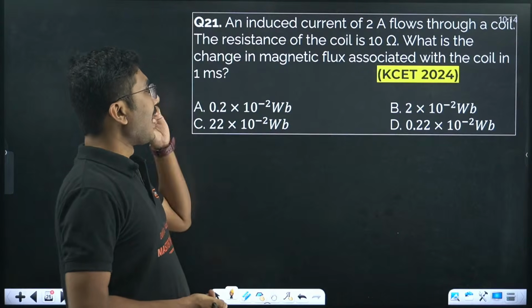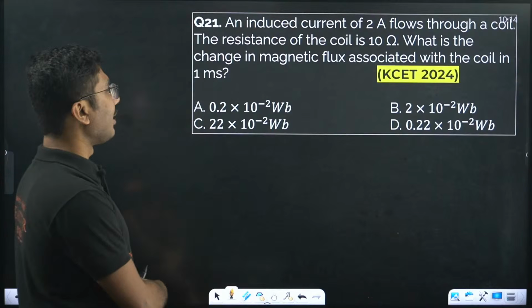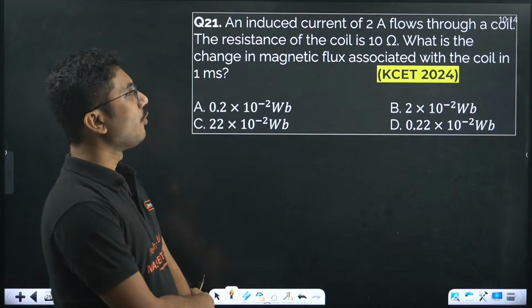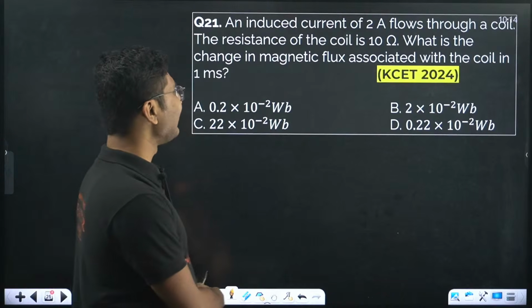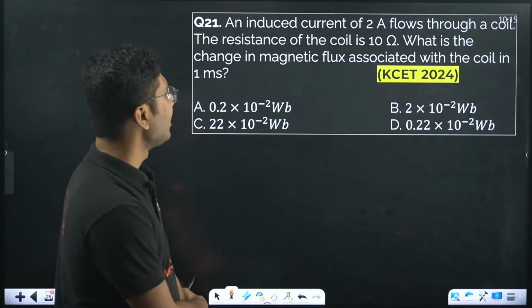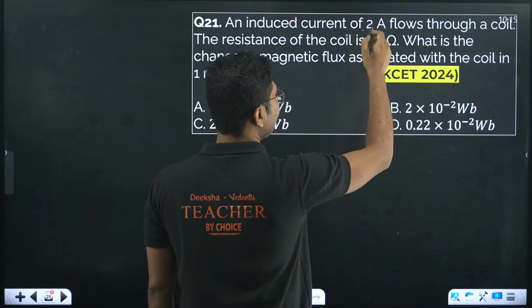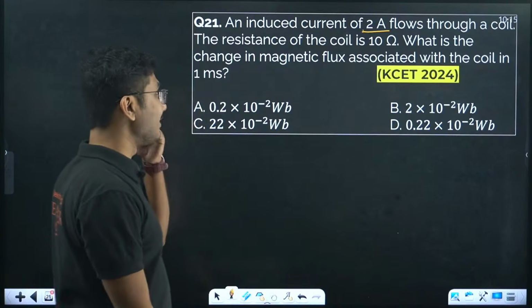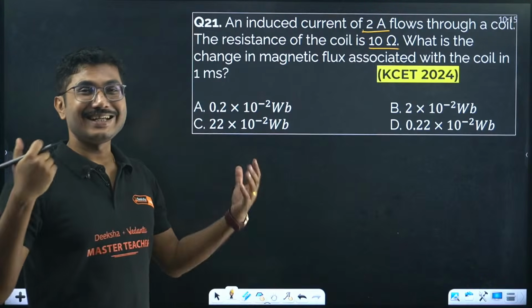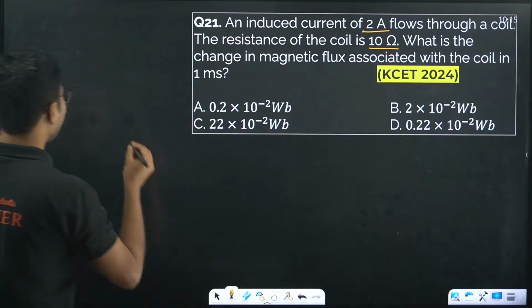An induced current of 2 ampere flows through a coil. The resistance of the coil is 10 ohm. What is the change in the magnetic flux associated with the coil in 1 millisecond? So here they have given you the induced current and the resistance, and they ask you what is the change in flux in 1 millisecond. So it is a completely different question. What is the relationship?